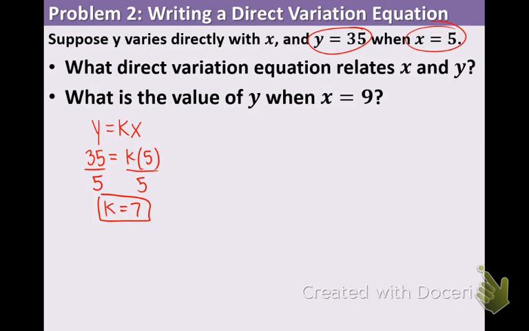Now to write the equation, we're just going to use the y equals kx and put the 7 where the k is. So y equals 7x is the direct variation equation. So check the first bullet point off.